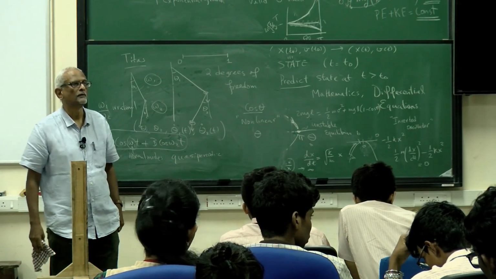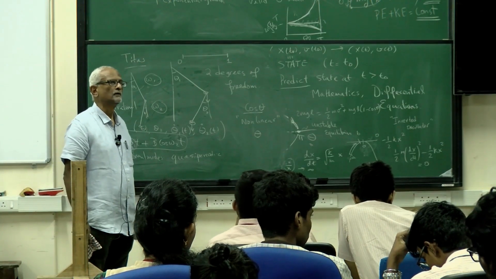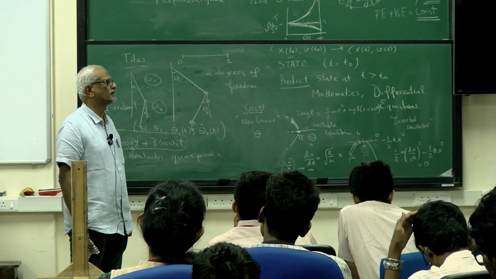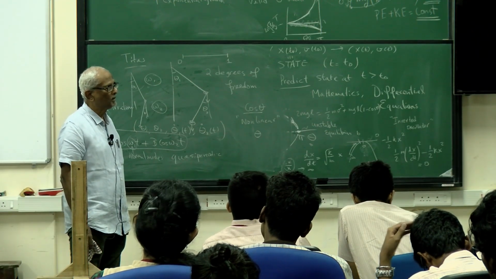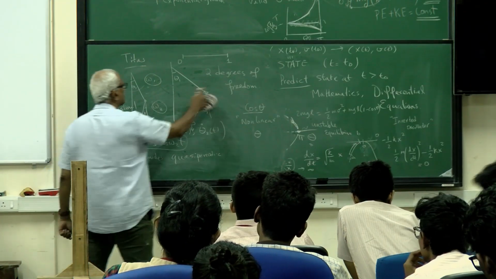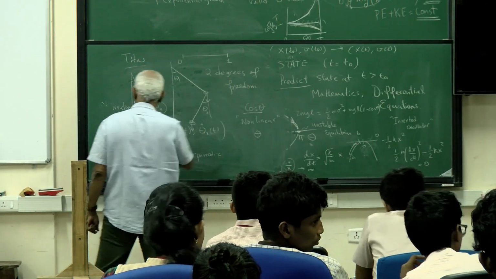So then what are the sufficient conditions for chaos? Sufficient conditions for chaos, one can't really say, but there are some things which I can tell you, and one of the things is this 2 degrees of freedom.